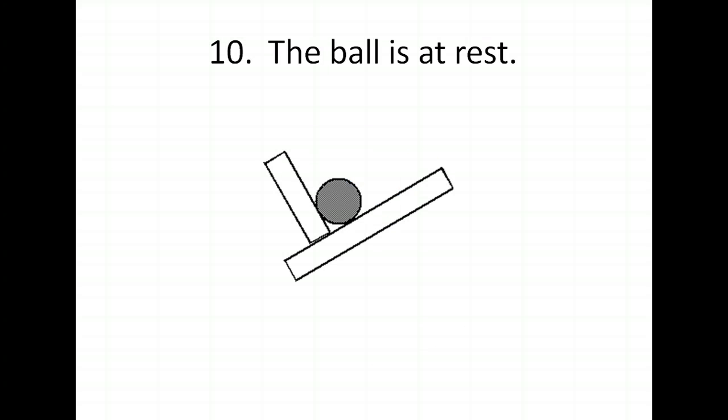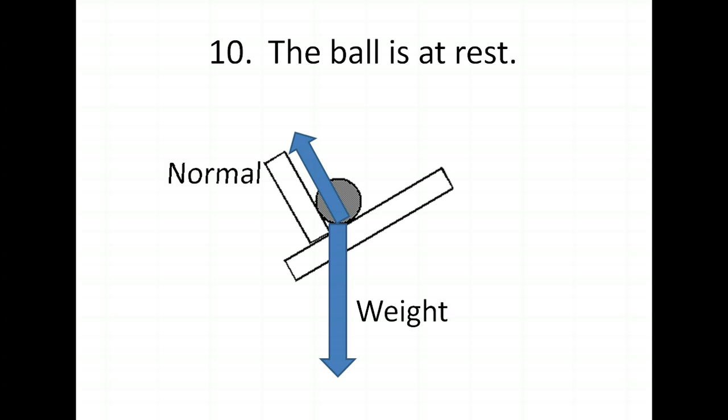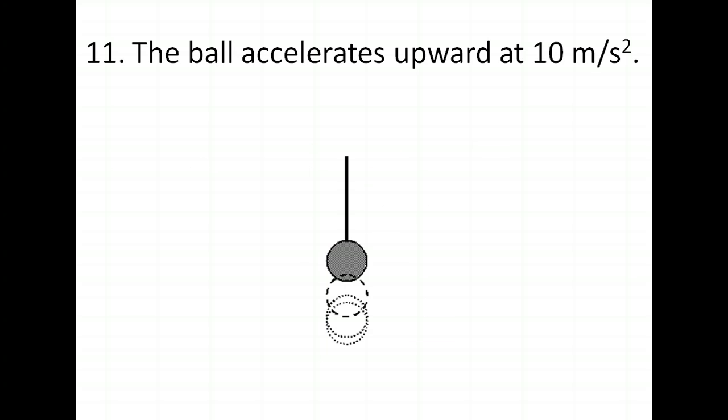A ball at rest. Again, we've got our weight force here, and we've got no movement, but since we're touching two surfaces, we have, in this case, two normal forces. The surface exerts an equal force against the ball, keeping it from moving from its position.